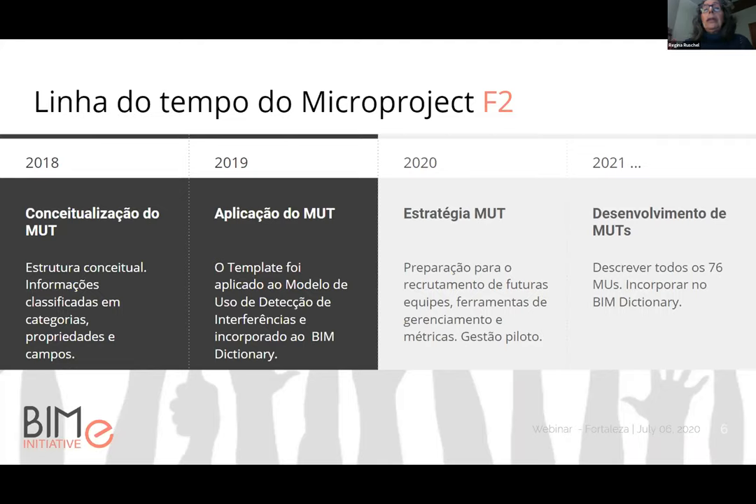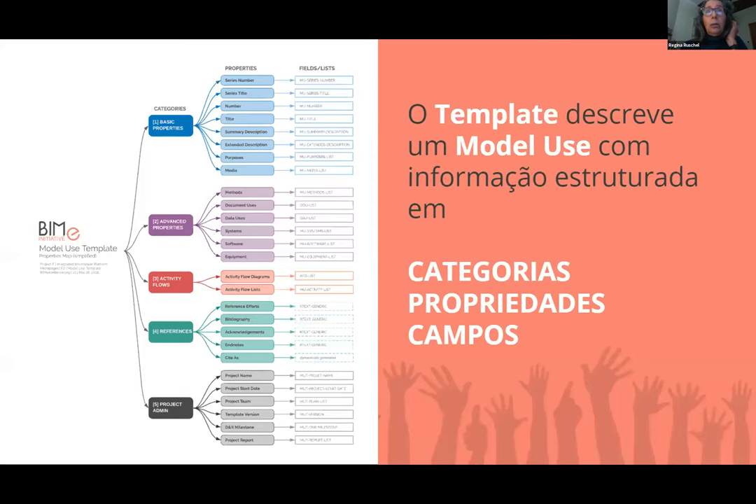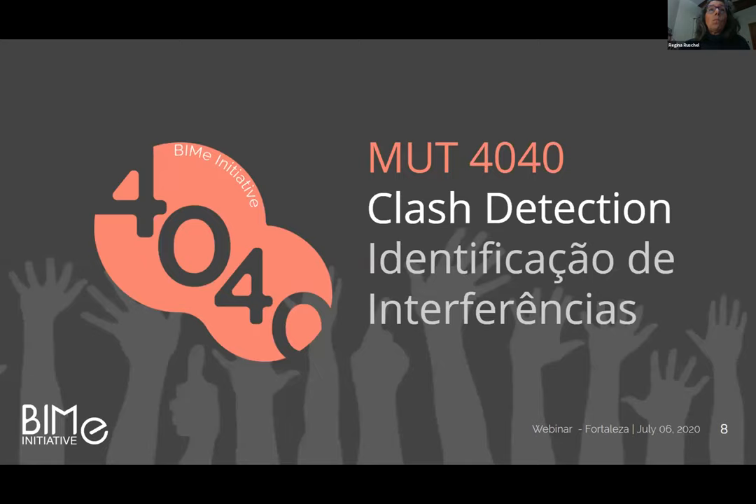Então, no momento, nós estamos iniciando um processo de uma gestão piloto. E, a partir de 2021, iniciar o processo de desenvolvimento para descrever os 76 model uses, segundo esse template, e incorporar ao BIM Dictionary. Agora, então, aqui uma visão do que é o template. O template descreve o model use como uma informação estruturada em categorias, propriedades e campos. As categorias são básicas, avançadas, de desenho de fluxos de atividade e referências. Então, agora vou mostrar esse template sendo aplicado para o Clash Detection, para identificação ou detecção de interferências, que dentro da categorização dos model uses é chamado de 40-40.